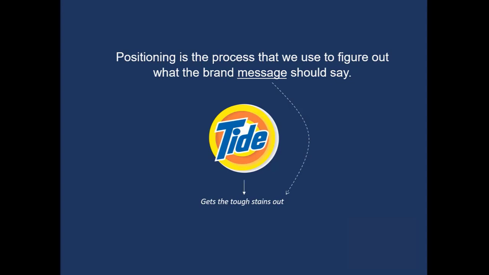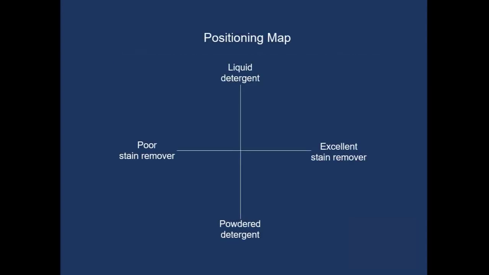Since we've been using Tide laundry detergent in our example, let's develop a positioning map for Tide. We are going to create a two-continuum positioning map for Tide laundry detergent. There are many different continuums that we could use. Continuums could be based on whether the detergent has a fresh scent, or whether the detergent is environmentally friendly. We could also have a continuum based on price, or whether the detergent is a liquid or a powder.